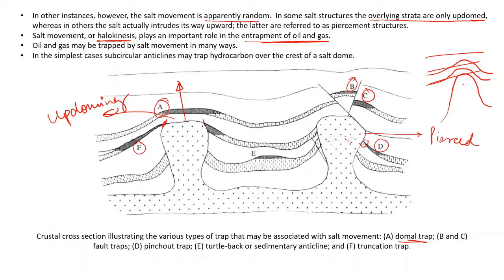It finishes over here, it stops over here. So this is called a truncation trap. So you can see how complex this process is, that you can find several such structures being formed by the salt diapirs, which lead to the formation of the different traps.